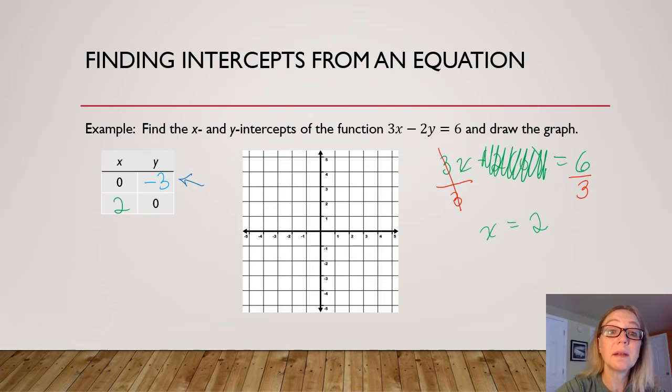Now I'm going to plot negative 3 on the y-axis. I'm going to plot positive 2 on the x-axis. And then I connect them with a straight line. And there's my graph.